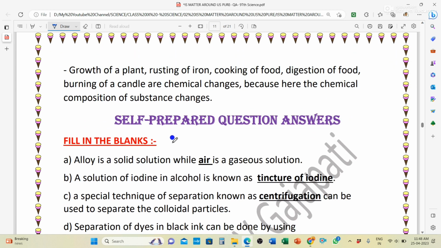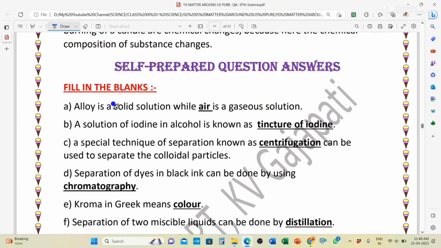Now we will discuss some self-prepared question answers that I prepared for you for more practice. So first of all, fill in the blanks. Alloy is a solid solution while dash is a gaseous solution. You know, air is a gaseous solution. A solution of iodine in alcohol is known as tincture of iodine.